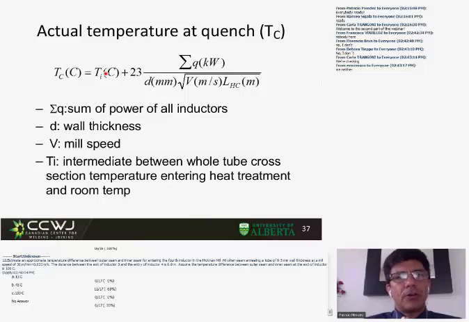Because the tube loses heat by convection and radiation, the temperature at the 6 o'clock position is reduced as we move along the air cooling line. For big diameter tubes, it doesn't move much; it's always close to room temperature. For small diameter tubes, it can be relatively high.